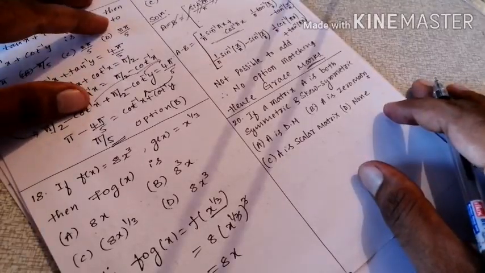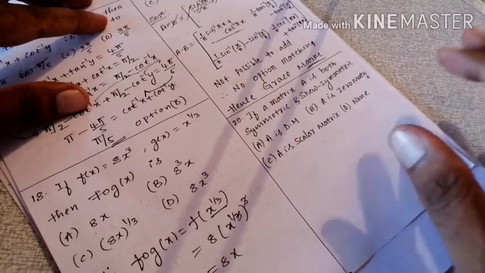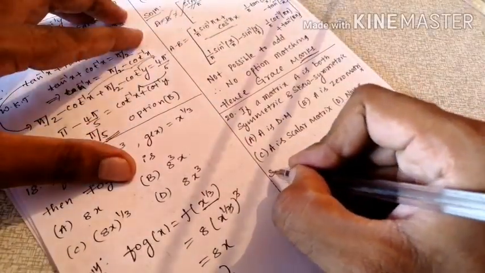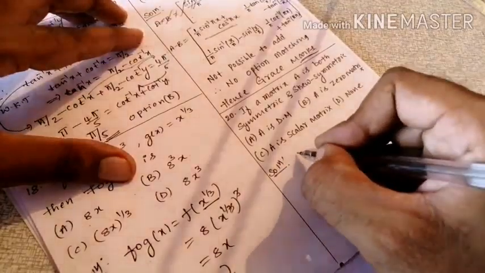If a matrix A is both symmetric and skew symmetric, then what are the options? Look here, everybody knows the symmetric matrix.